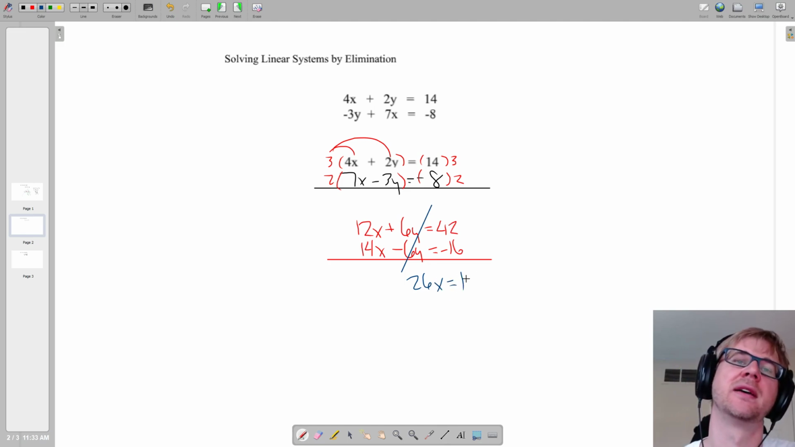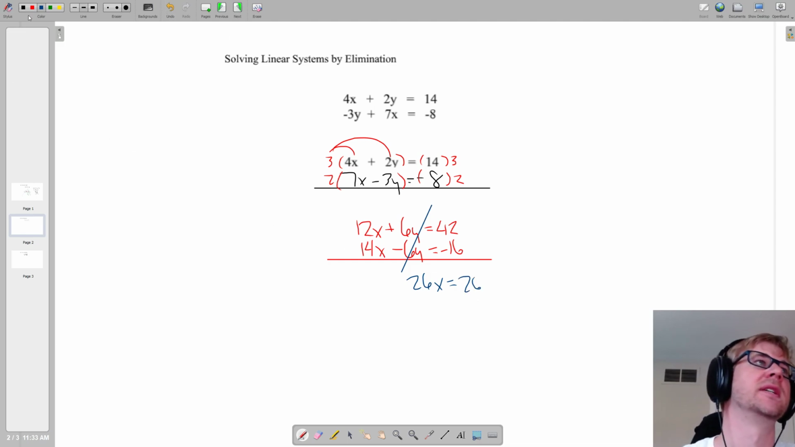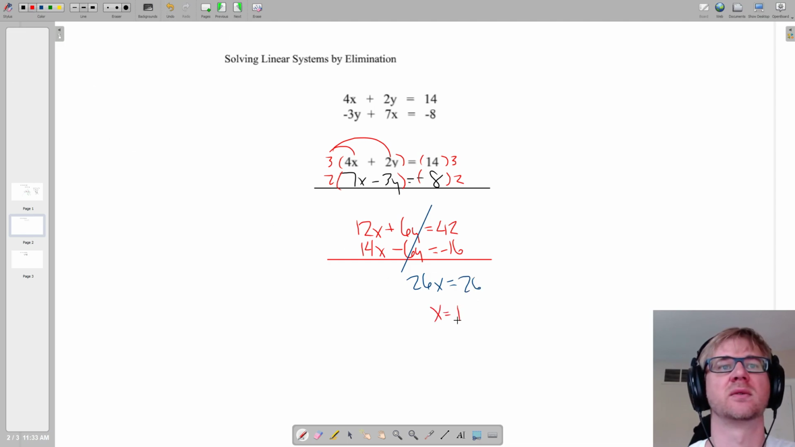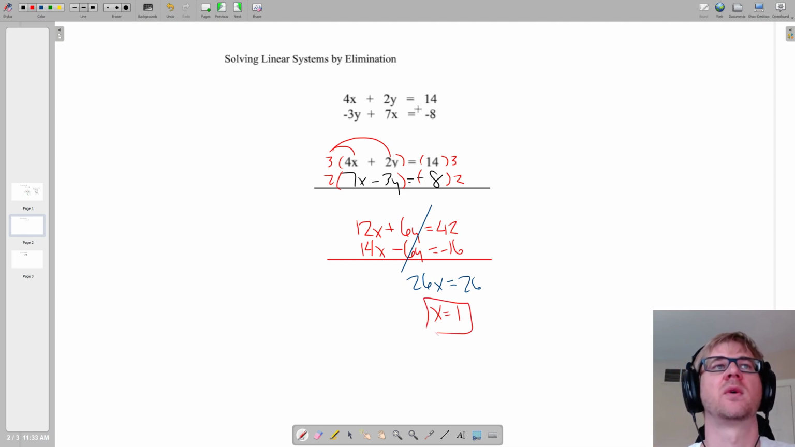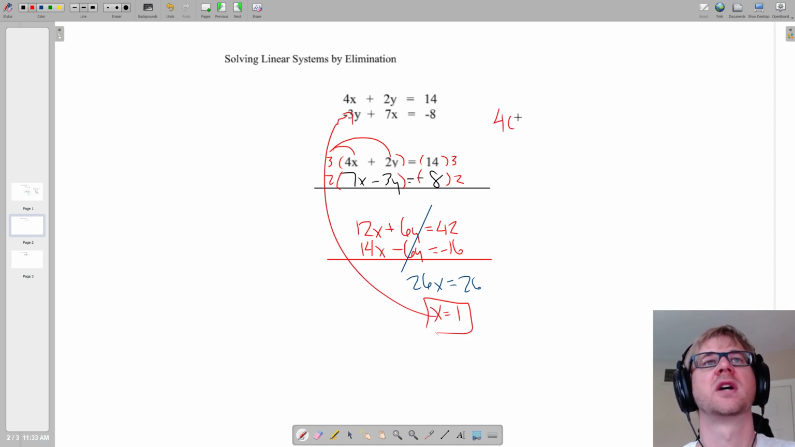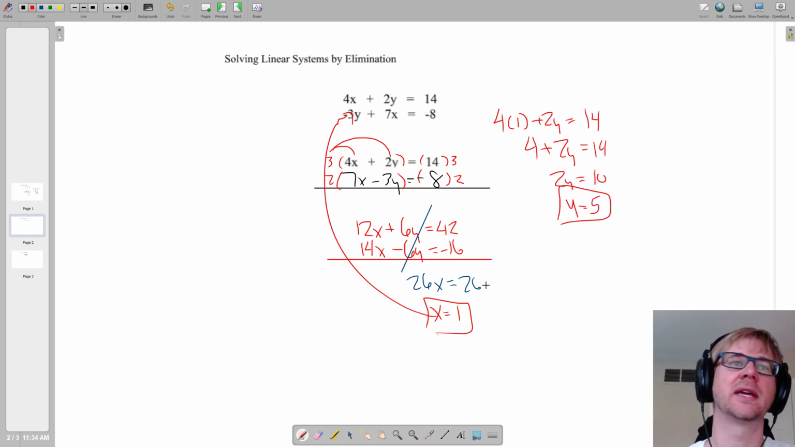Hey, would you know that is 26. So if it's 26 and 26, then x equals 1. So x is 1. Now we got to go back up top and find y. So I'll pick the top equation. I'll plug x in right there. 4 times 1 plus 2y equals 14. 4 times 1 is 4. Subtract 4 on both sides. 14 minus 4 is 10. That means y would be 5. So I think it's 1, 5.